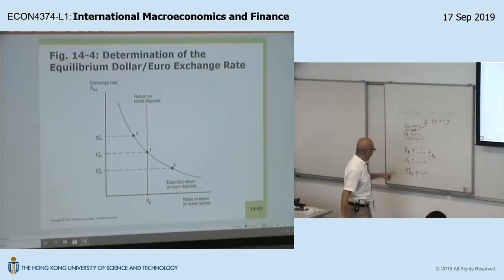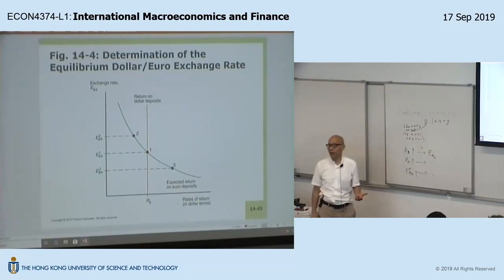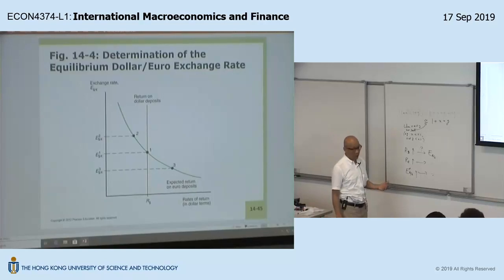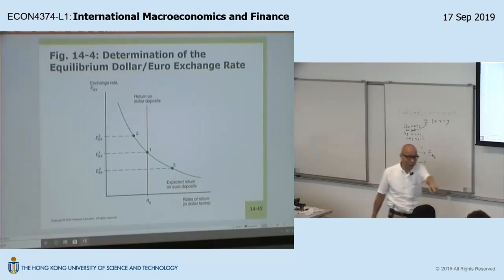Okay, the final thing, EE increases. How is it going to affect the spot exchange rate? Which curve will shift? Anybody? Will the green curve shift to the left or right?